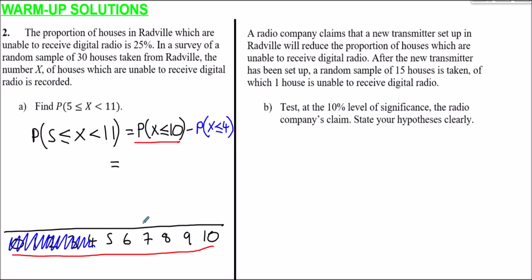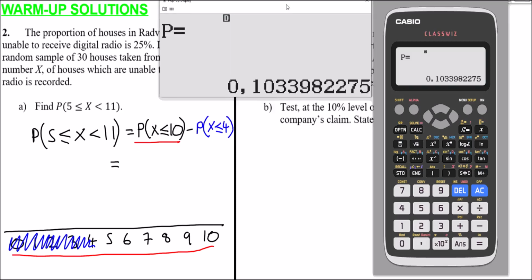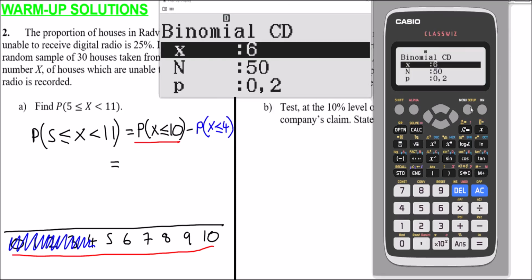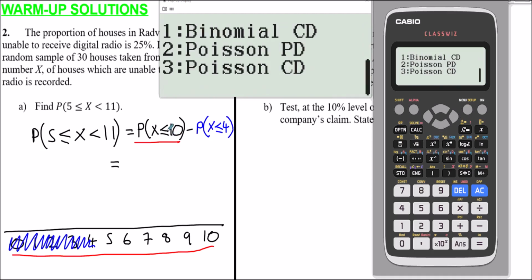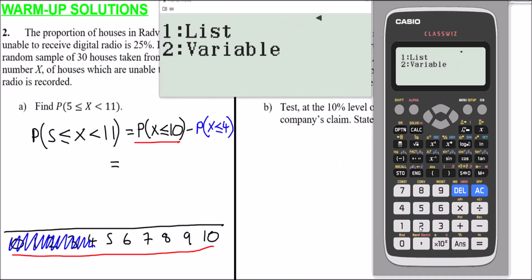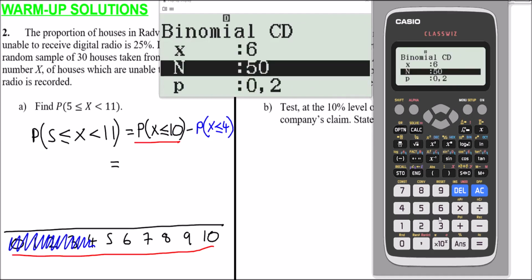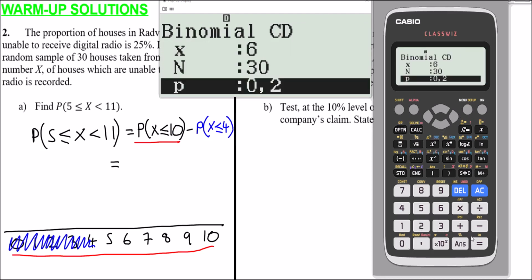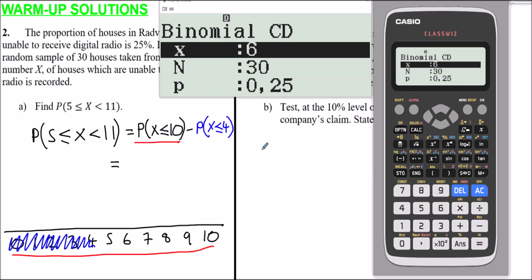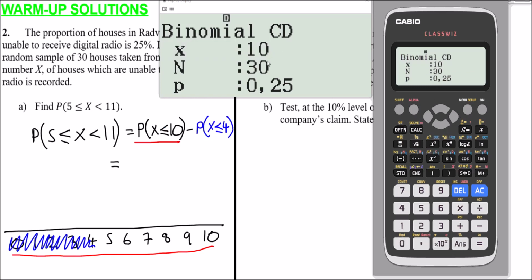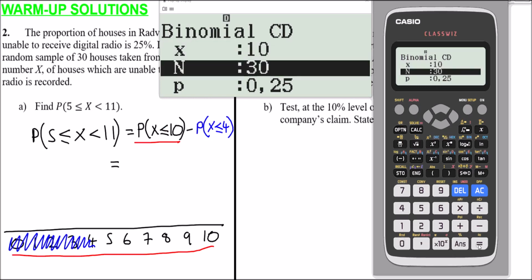So we just use our calculators again in a similar way to before. Here we go to menu, option 7, binomial CD, because we're talking about inequalities here, and go for variable. We've got 30 houses. The probability according to this is 0.25 of a house not receiving digital radio. First of all, we want to work out the probability of 10 or fewer houses not having radio. So we type in n as 10. So what's the chance of 10 out of 30 having no radio signal?